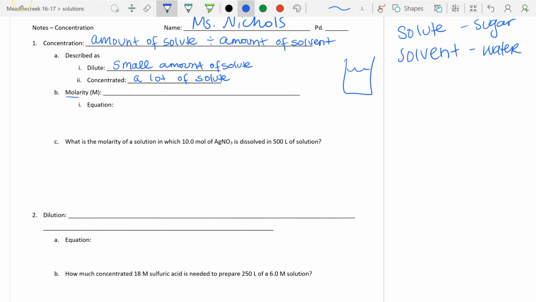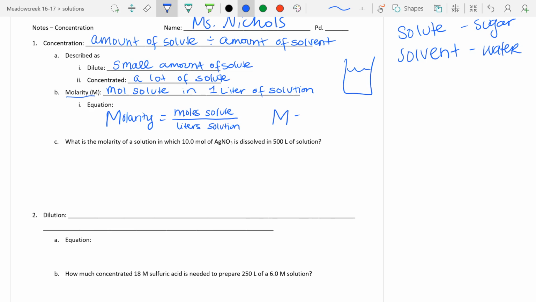Now, molarity is a specific way that we measure concentration. It's abbreviated with this capital letter M, and it's the moles of solute in 1 liter of solution. Okay? So the equation is molarity is equal to moles solute divided by liters solution. Okay, now you can abbreviate it as capital M is equal to mole over L.